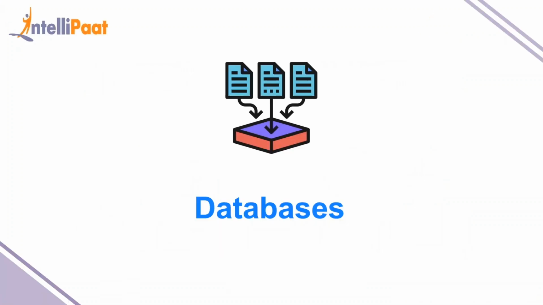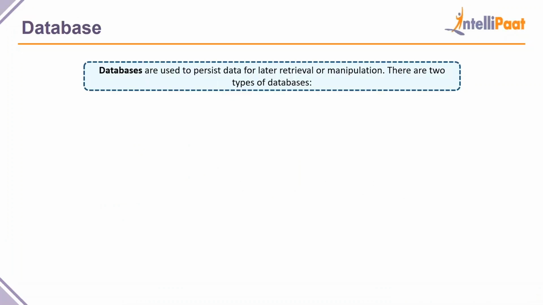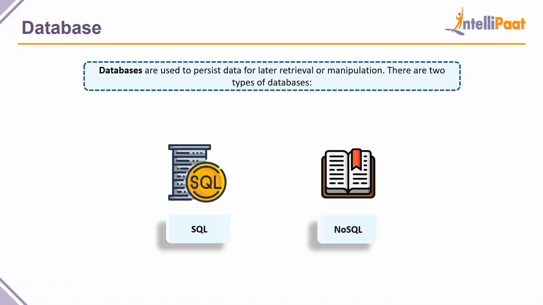Then comes databases. Databases are used to persist the data and retrieve it later for the user to see, or for the user's manipulation, to update some data, to delete some data, and so on and so forth. There are mainly two types of databases: the SQL databases and NoSQL databases. So if you have learned about databases, then you have probably come across these two things. Let's demystify what they mean.